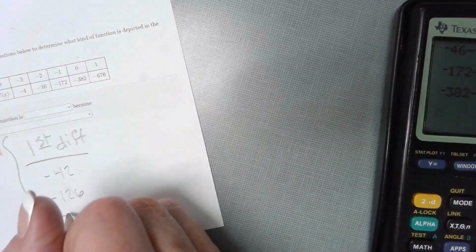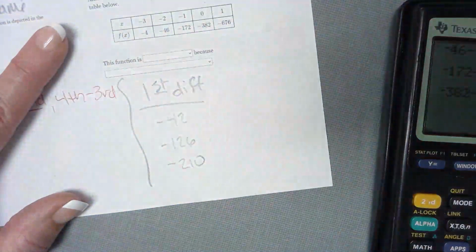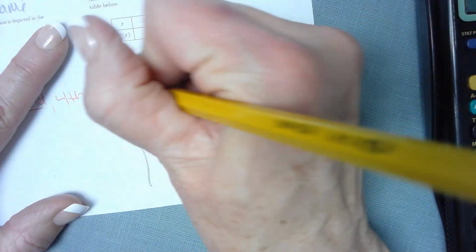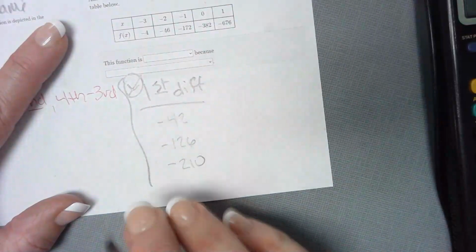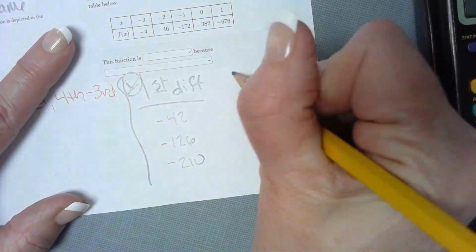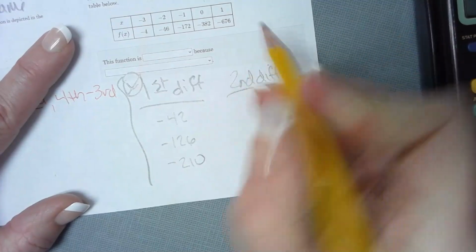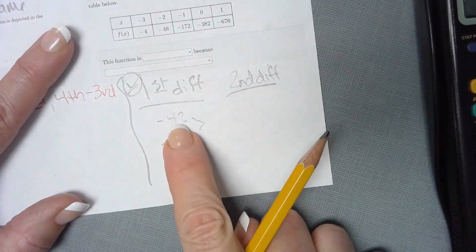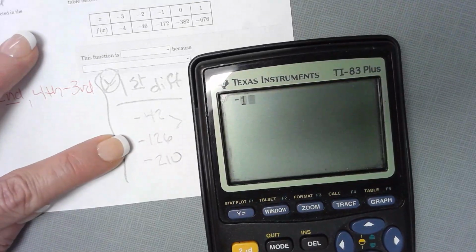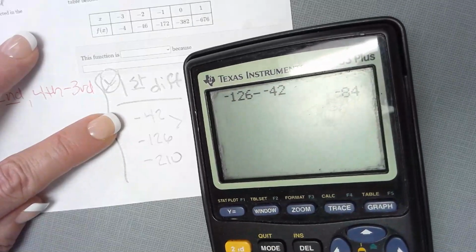You know how to do it? Okay. So y'all, the first difference didn't work, so I know that it's not linear. But I'm going to use the first difference to find the second difference to see if it's quadratic. So I'm just going to write second difference to help me keep everything straight. And y'all, now I'm going to do second minus first. Second minus first. I get negative 84.